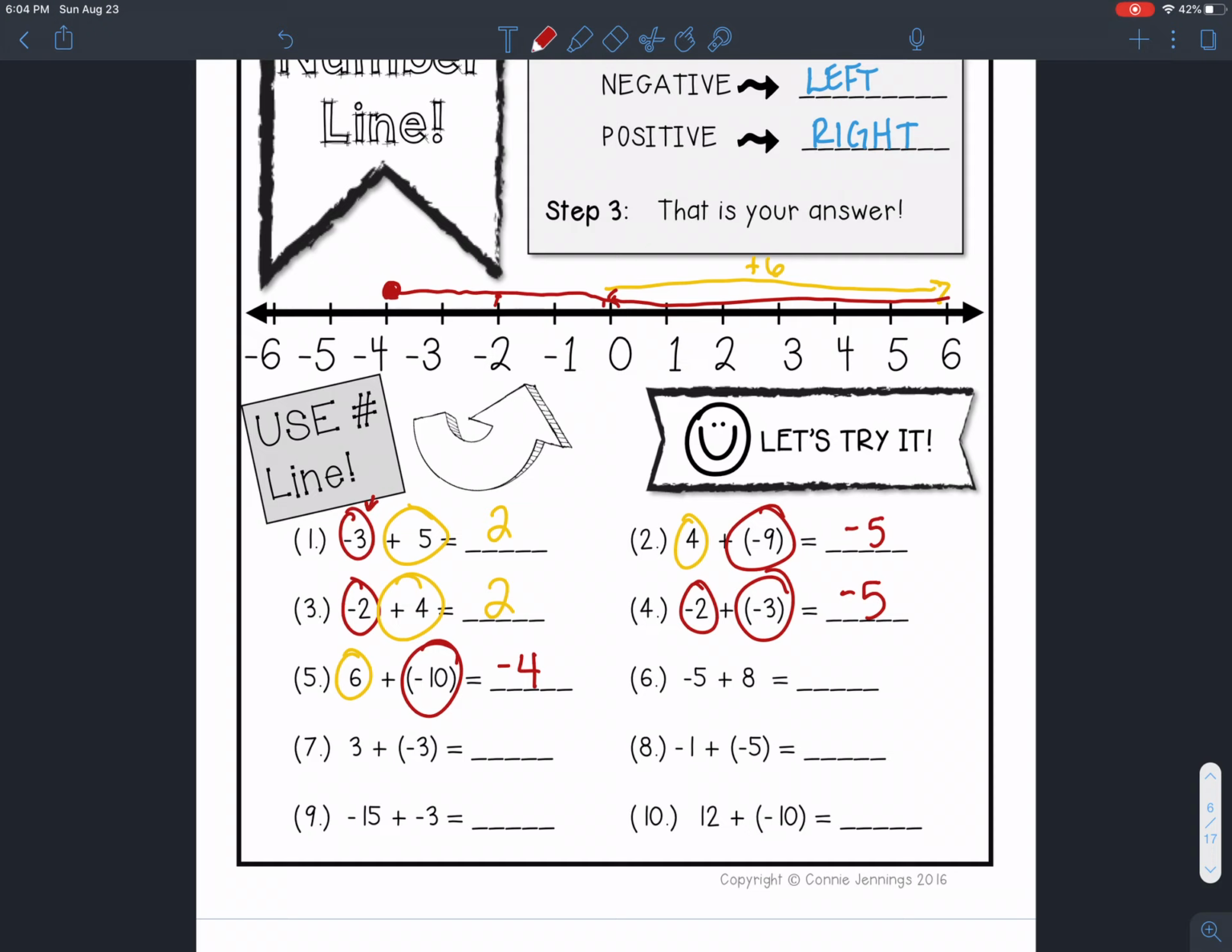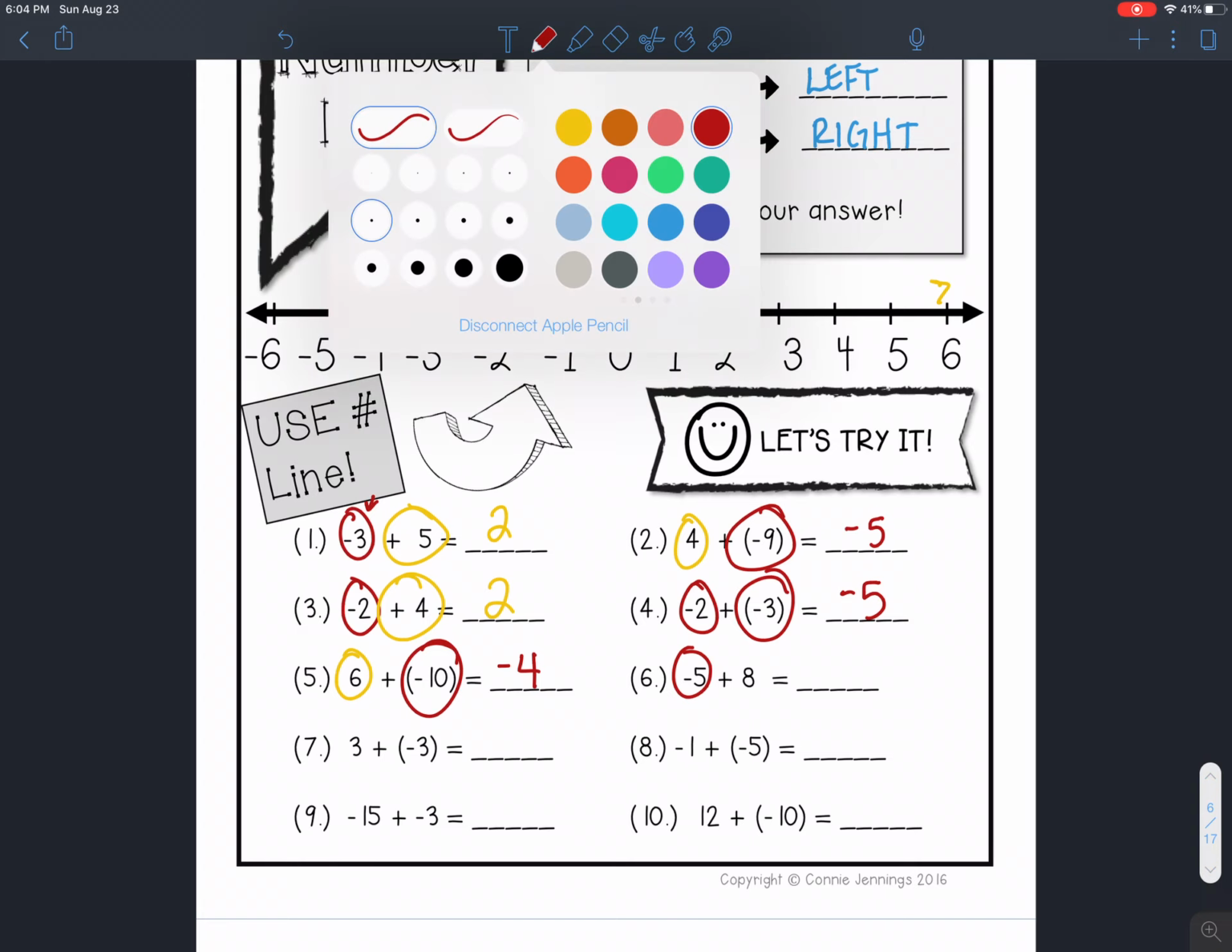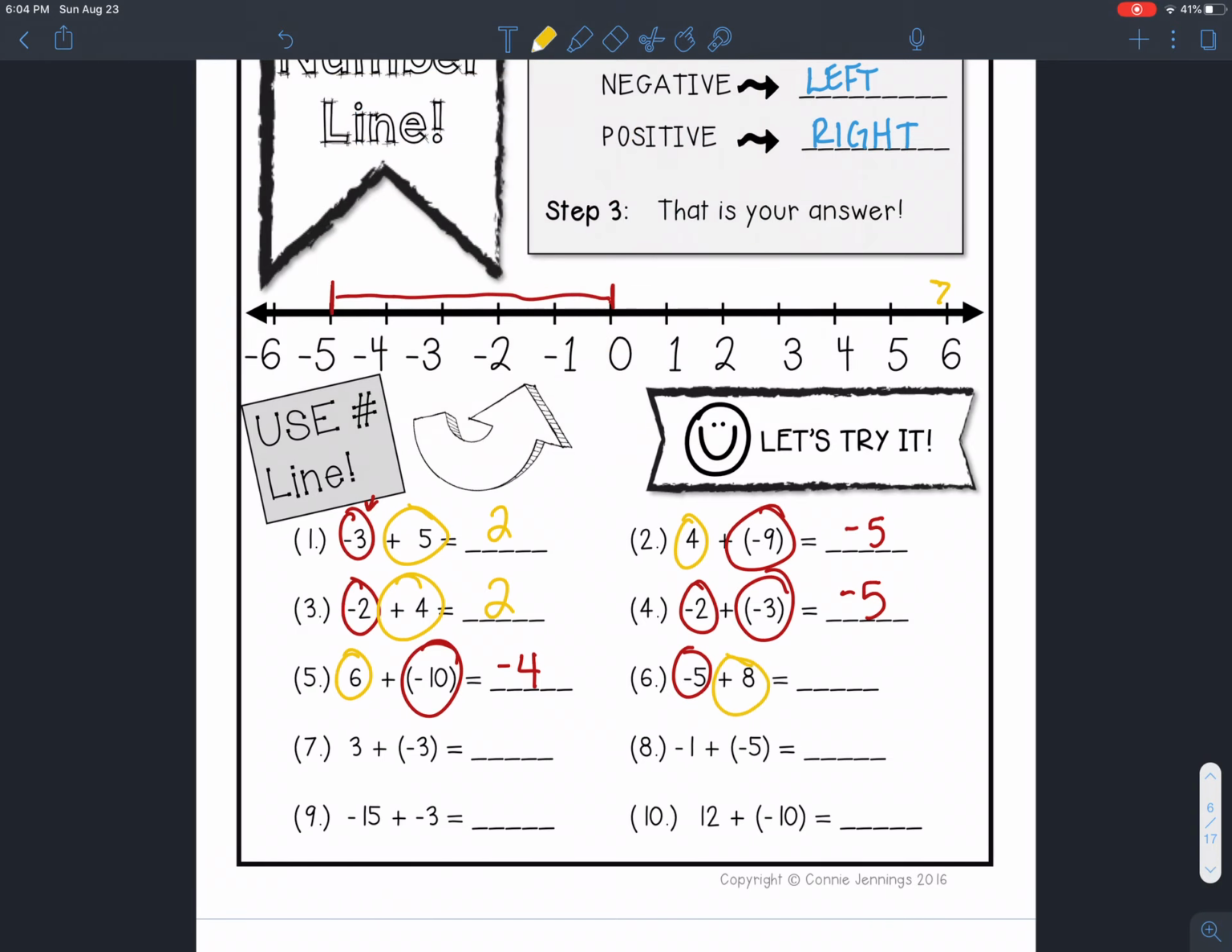Let's try that again. I know that was kind of quick. We're starting with -5. So we're going to start at 0, and we're going to go down 5. Okay, so we're at -5 now, and we need to go up 8.